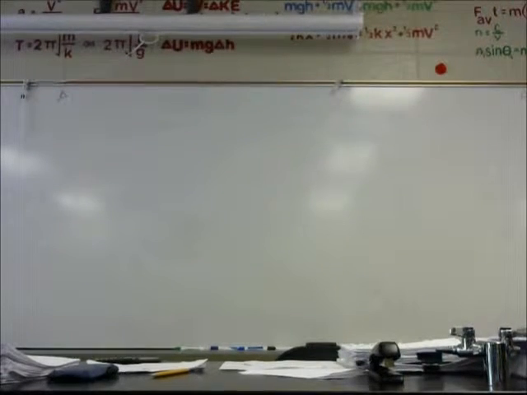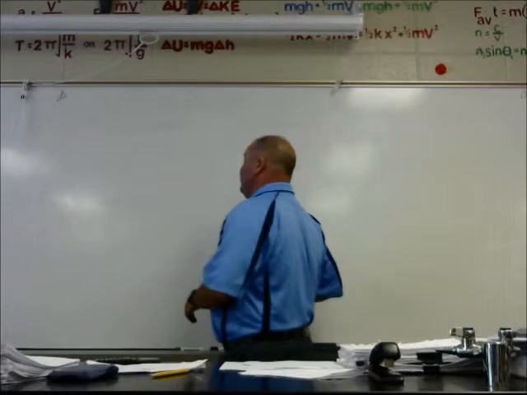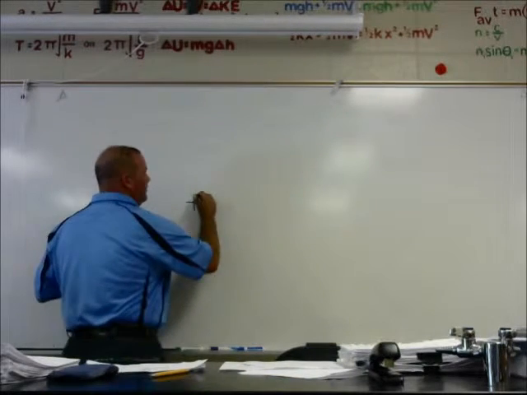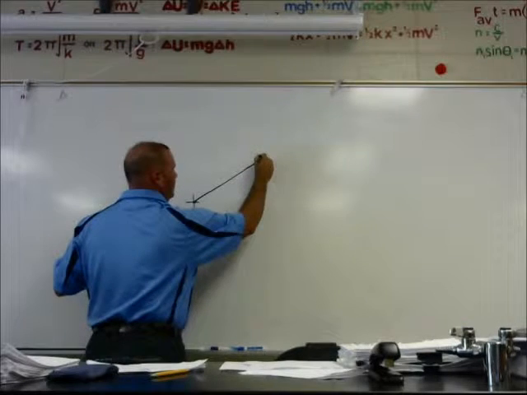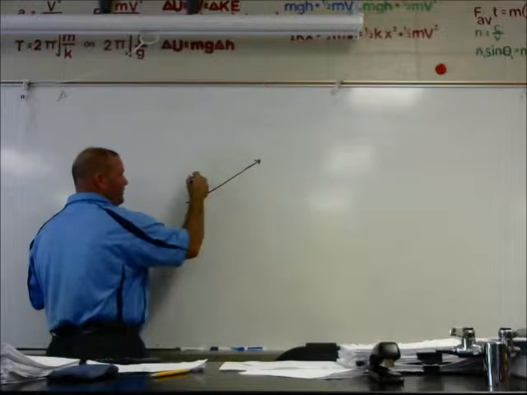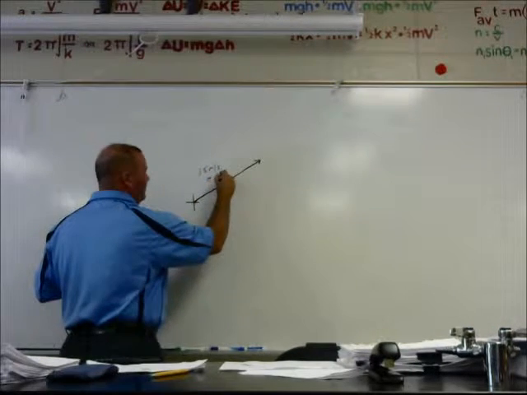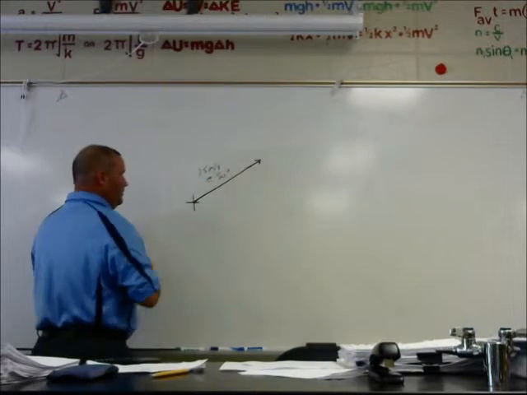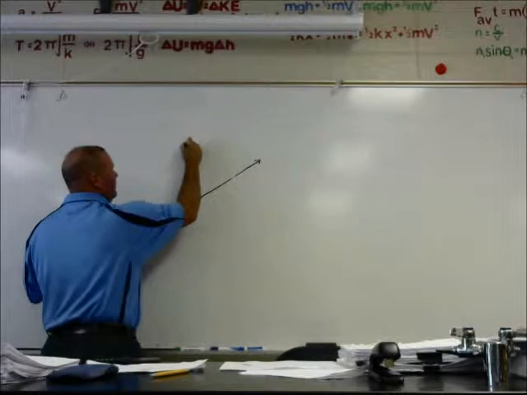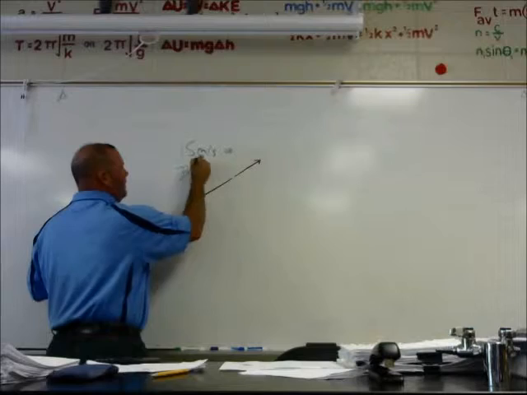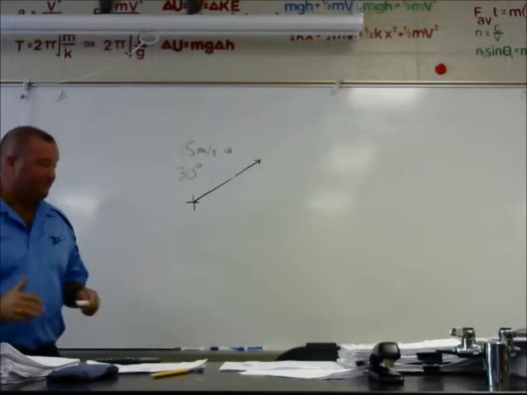Through this first little stuff, finding a resultant is finding the components that a resultant came from. Right? So let's say that I had a vector, 15 meters per second at 30 degrees. Is everybody good there?